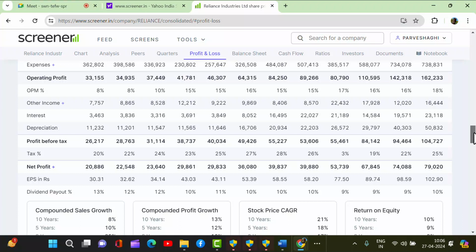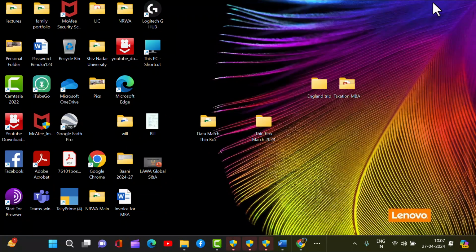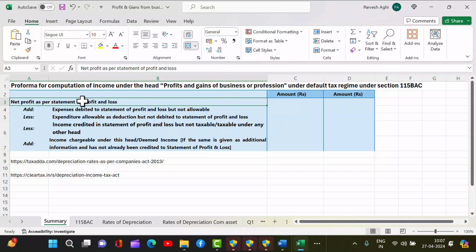Now this profit is as per the Companies Act, because all companies are required to follow Companies Act norms to declare their profit and loss account, since from this profit the company can declare dividends. So this is not for the purpose of paying taxes. If you are a company, this is your starting point. But if you are a proprietor, then it is the profit and loss account you have prepared. So this is the net profit.